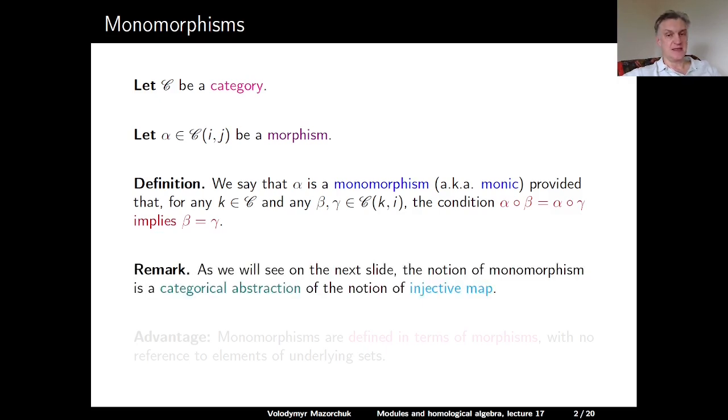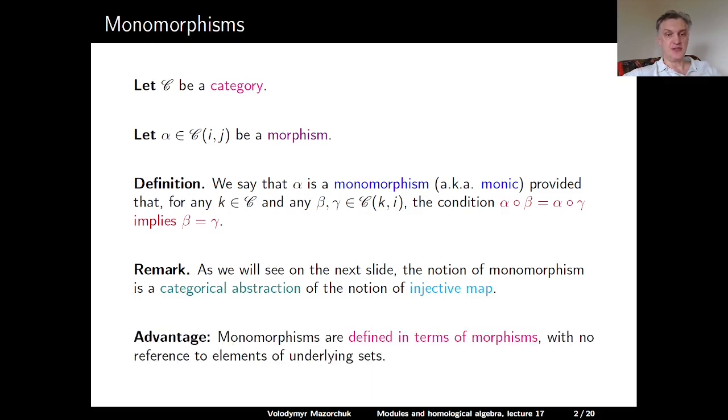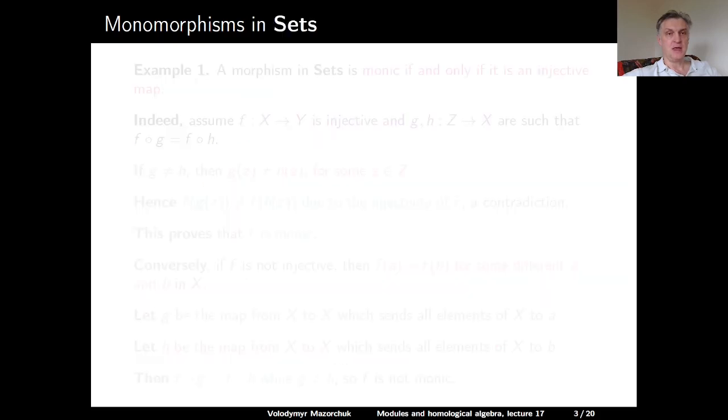As we will see on the next slide, this notion is a categorical abstraction of the notion of an injective map. The advantage of this formulation is that the definition of a monomorphism is given in terms of morphisms with no reference to elements of the underlying sets. So the motivational example: monomorphisms in sets.